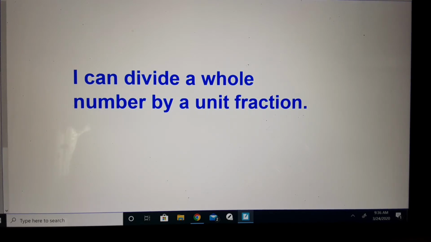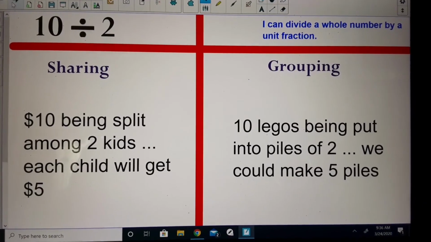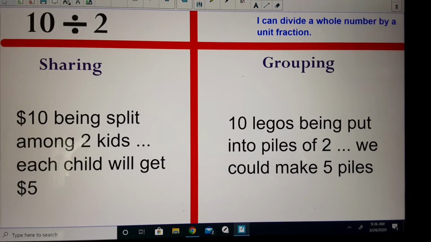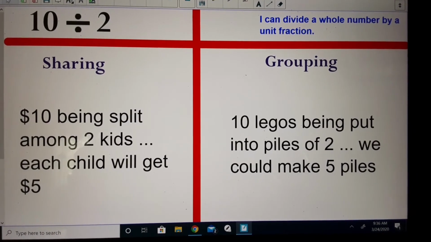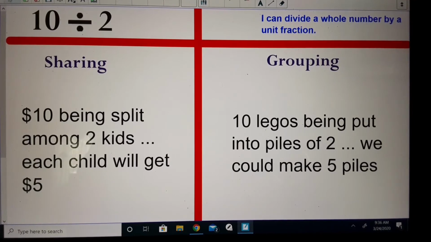Let's take a look at another example of sharing and grouping so it's in our head so we understand what we're talking about. So here's a division problem, simple one. 10 divided by 2, of course, is 5 because 5 times 2 is 10. So a sharing example of that would be $10 being split among 2 kids. Each child would get $5. We know how many groups there are, 2. We just don't know how much they each get. We do the division, they would get 5.